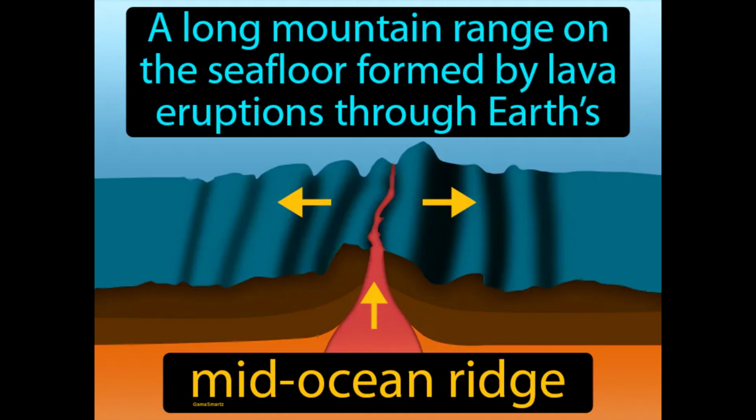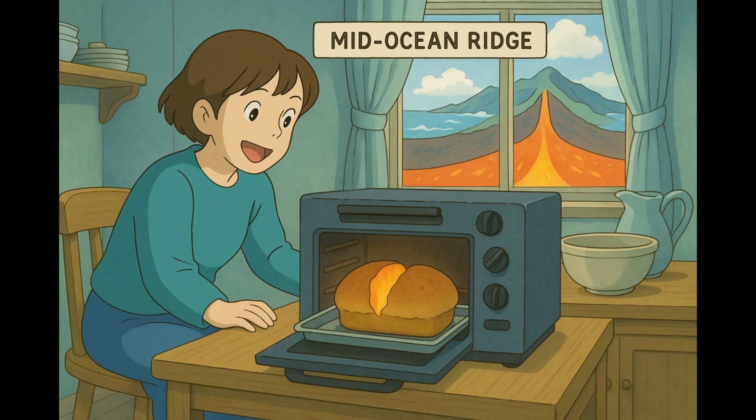A long mountain range on the seafloor, formed by lava eruptions through Earth's crust, mid-ocean ridge. It is where tectonic plates move apart, allowing magma to rise and create new seafloor. Imagine you're trying to bake a loaf of bread, and as it rises, the dough splits in the middle, revealing a stretch of raw dough as it expands.